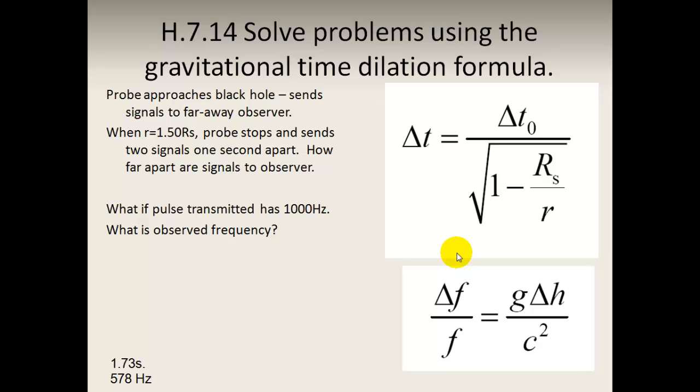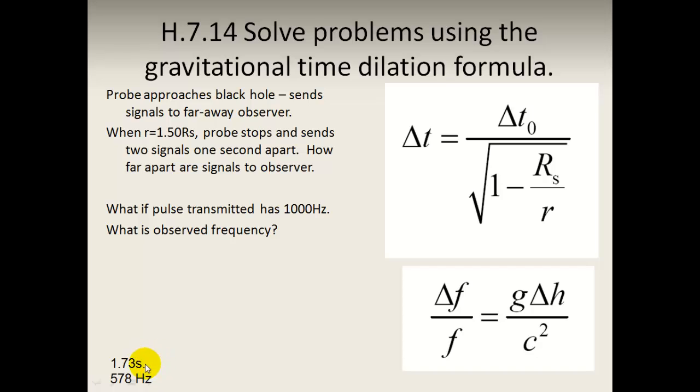Some help. Delta t naught here is going to be 1 second, because as far as the transmitter is concerned, this is the time interval close to the black hole. R is the distance that this object is from the black hole, which we know is 1.5 times the Schwarzschild radius. You know, RS is just going to be RS, and you'll find that the delta t will be increased. So an event which takes 1 second close to the black hole is going to take more time here. So you can just calculate that. You'll find a value of 1.73 seconds.